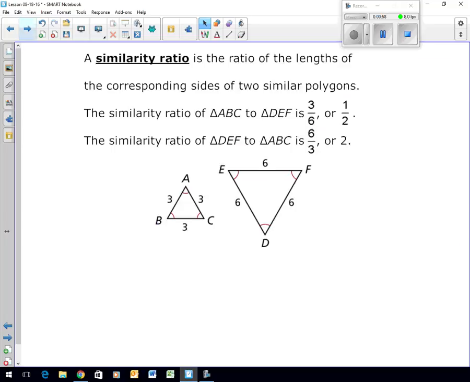Okay, here's what we call a similarity ratio. You only need to write that top sentence right there, okay? A similarity ratio is the ratio of the lengths of the corresponding sides of two similar polygons. Then they give examples. We will talk about these examples throughout the class.